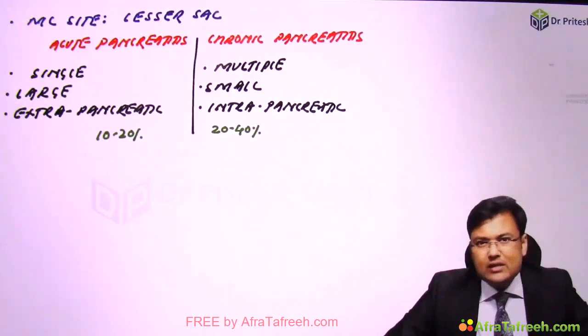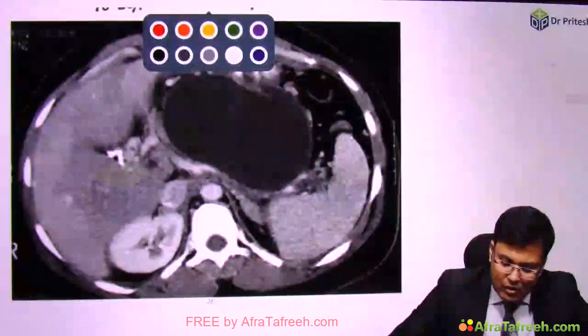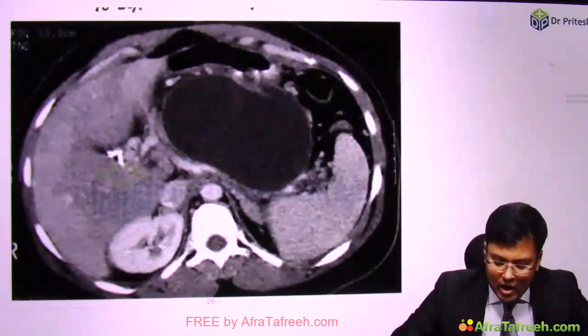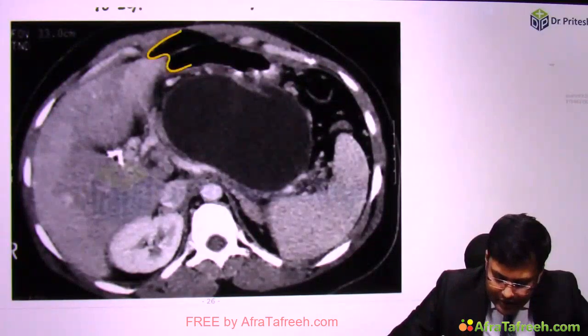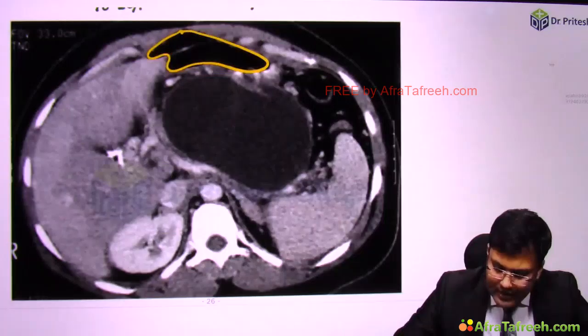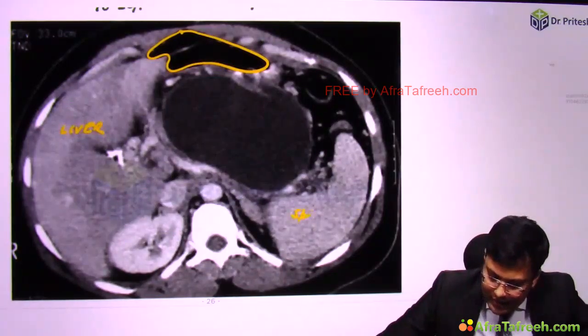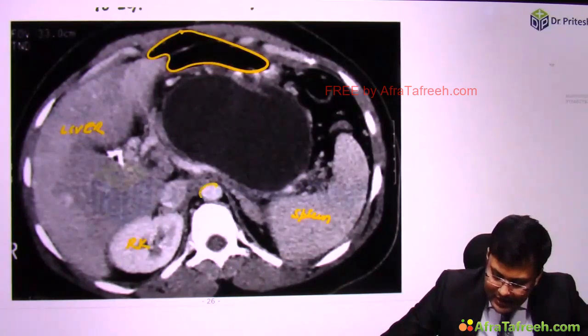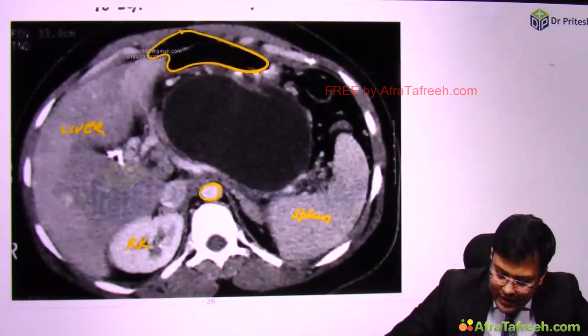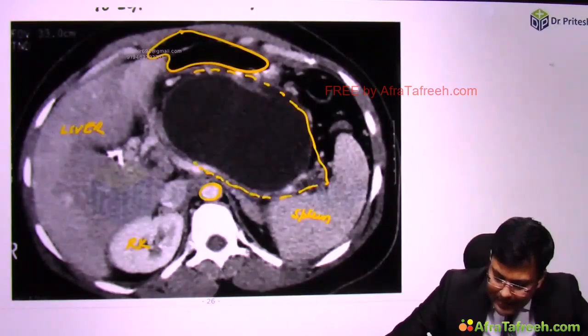After that, what is the location? What is the presentation? Have a look. Now just have a look at the relation of the cyst and the organs. Can you see what this organ is? This is the stomach, right? This is the liver. This is the spleen. This is the right kidney. This is the aorta. Now can you see this organ? This is the pancreas.